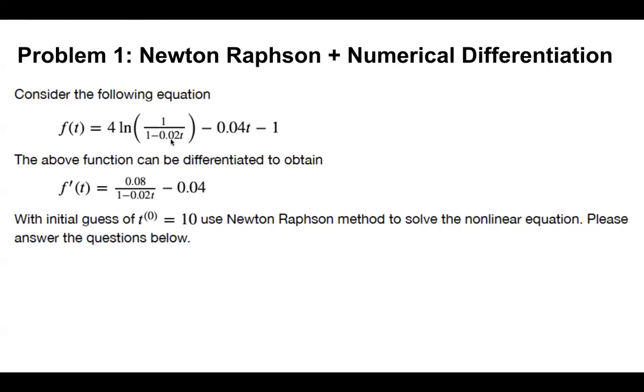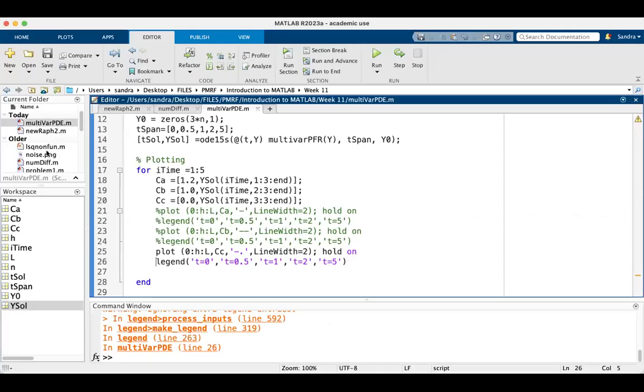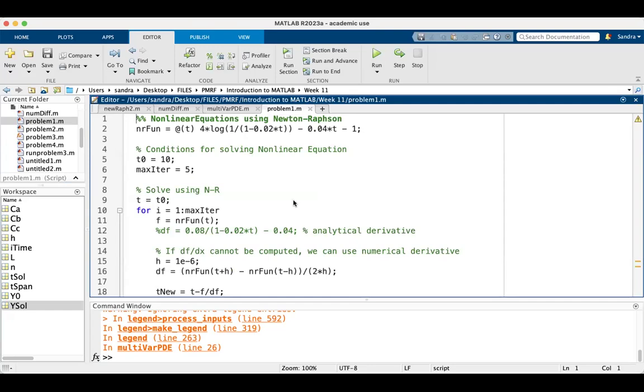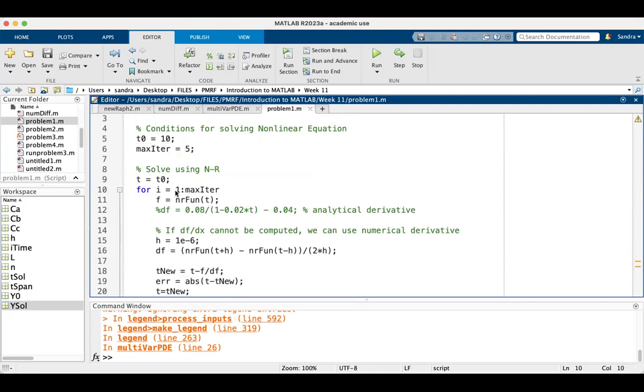So let's discuss the answer. This is the function that we're trying to solve for: 4 log of 1 divided by 1 minus 0.02t minus 0.04t minus I, or t minus 1. For the initial conditions, I'm using t0 equal to 10 and maximum iteration of only 5, because in the question they have only asked for 5 iterations. So I run it using max iter. This is my function value, if I'm using the analytical function.